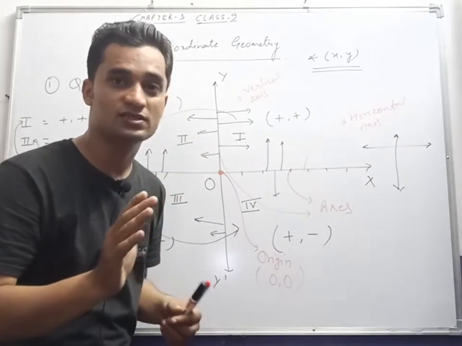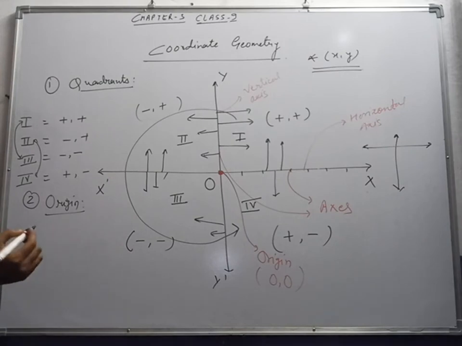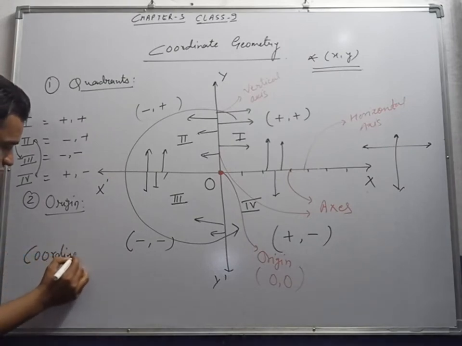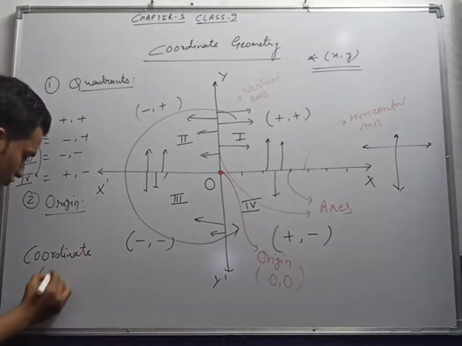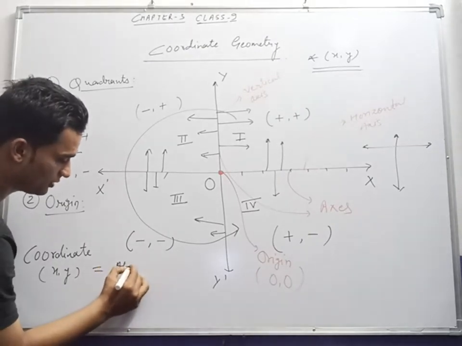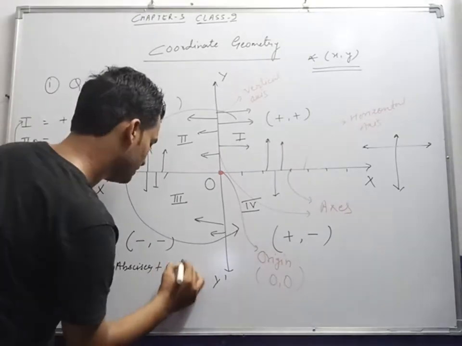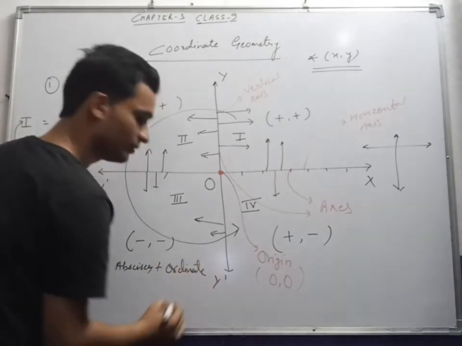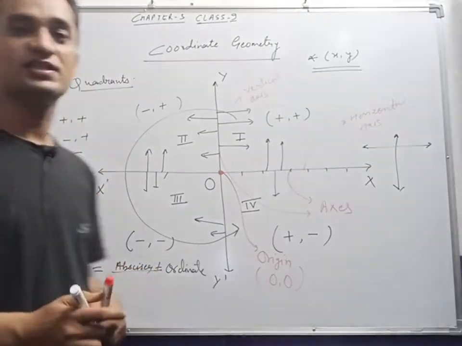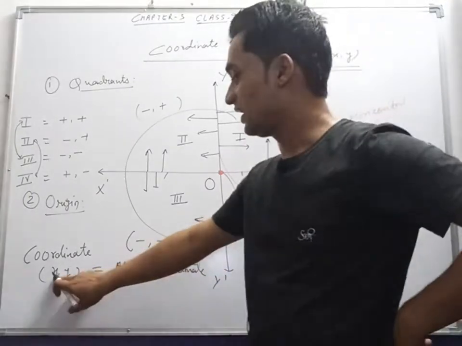Now let us discuss the abscissa and ordinate. As you should know, one coordinate, or you can say x comma y, is made up of abscissa plus ordinate. So listen carefully. I said abscissa means the x value.